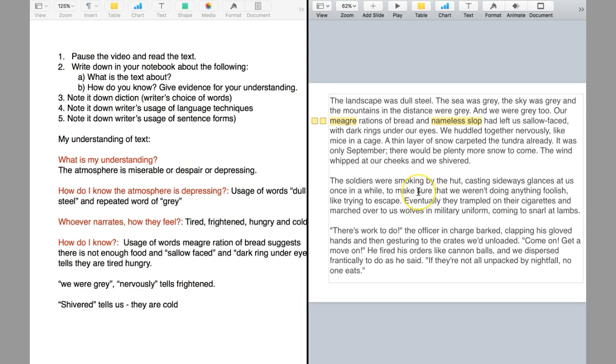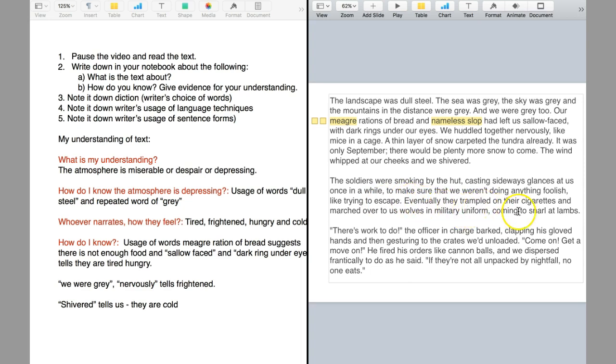So it tells they are treating these narrating people like prisoners. They are keeping an eye on them so that they wouldn't escape.